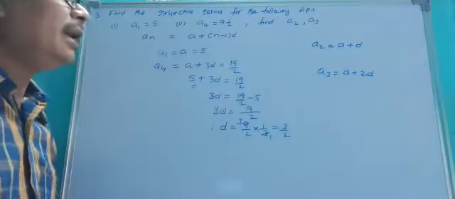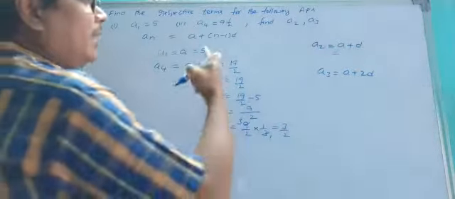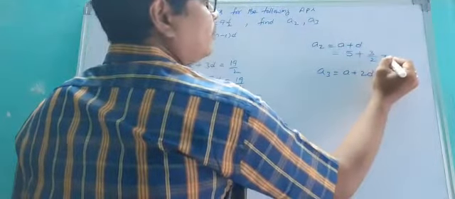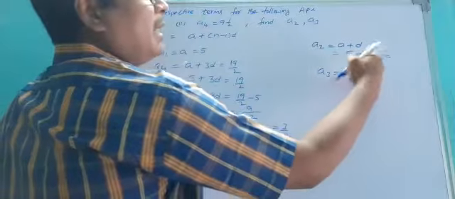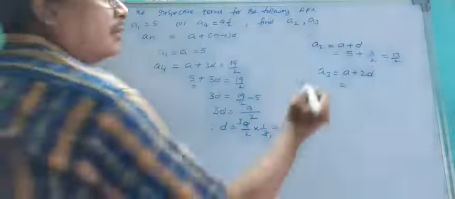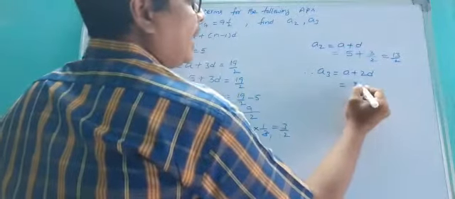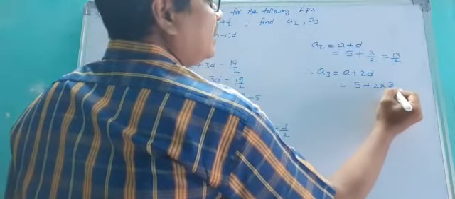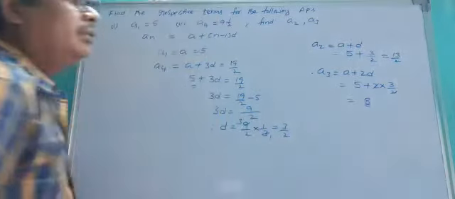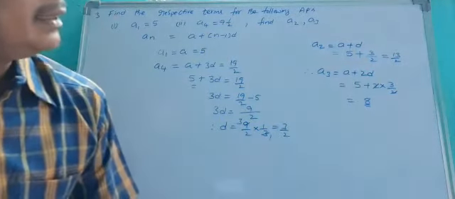We found both a and d here. Now we have to find a2 and a3. a2 means a plus d, 5 plus 3 by 2. Simple method: 2 fives are 10, 10 plus 3, 13 by 2. Next, the third term a3 equals a plus 2d, 5 plus 2 times 3 by 2. The 2s cancel, 5 plus 3 equals 8. So the values of a2 and a3 are 13 by 2 and 8.